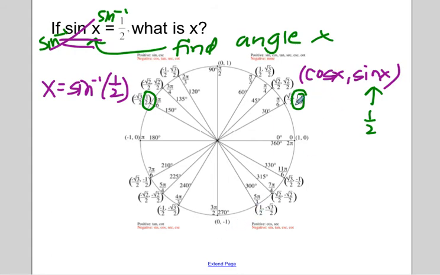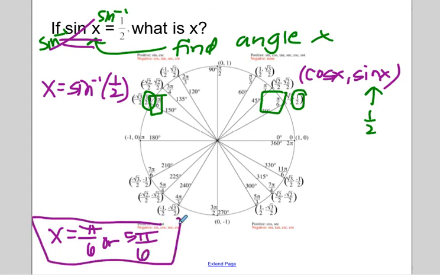So I have two values. So my answer, and we're always going to write our answer in radians, is pi over 6, and this should be 5 pi over 6. So if sine of x is equal to 1/2, what angles do I have? Well, I could have pi over 6, because that gives me a sine value of 1/2, or I could have 5 pi over 6. So my answer would be x is equal to pi over 6, or 5 pi over 6. So we're going to be solving equations like that today.